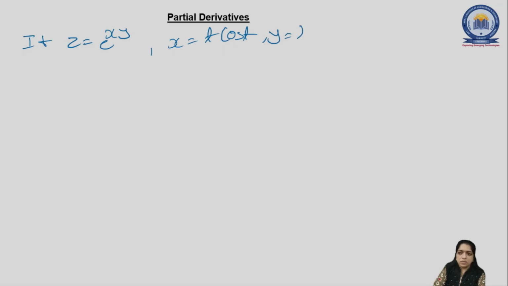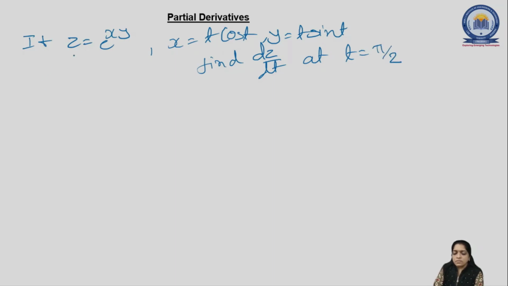Now let's move to one more example. If z is equal to e raised to xy, where x is equal to t cos t and y is equal to t sin t, find dz by dt at t equal to pi by 2.